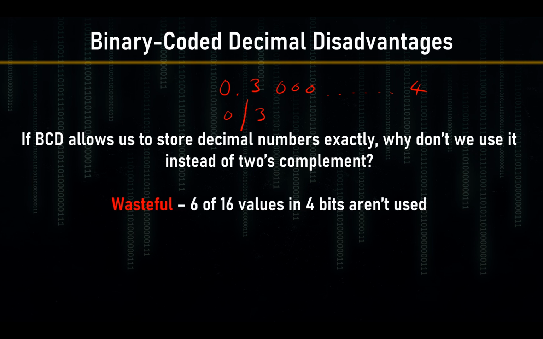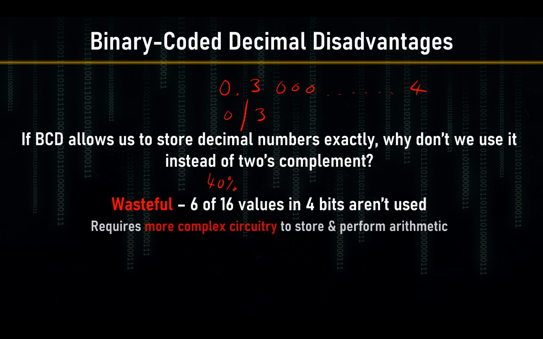One is that it's going to be wasteful, because we said 6 of the 16 values in 4 bits aren't used. Therefore, if you're storing gigabytes of programs and loads of numbers, potentially your program's going to be like 40% bigger, or 40% wasted space.